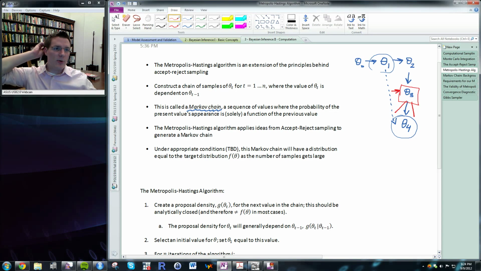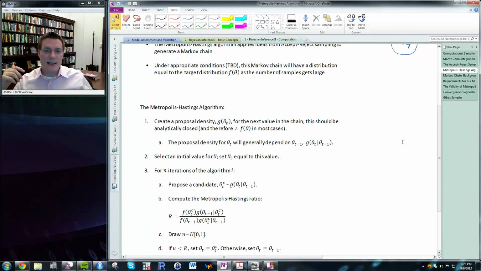Markov chains have the property that the entire history of the chain is in some way encapsulated or represented by the present state of the chain, and so only that present state influences the next future iteration of the chain. That's sort of how a Markov chain works. We'll talk a little bit more about what a Markov chain is and how it works in a second. The Metropolis Hastings algorithm generates one, though, and it generates one using ideas from accept-reject sampling.